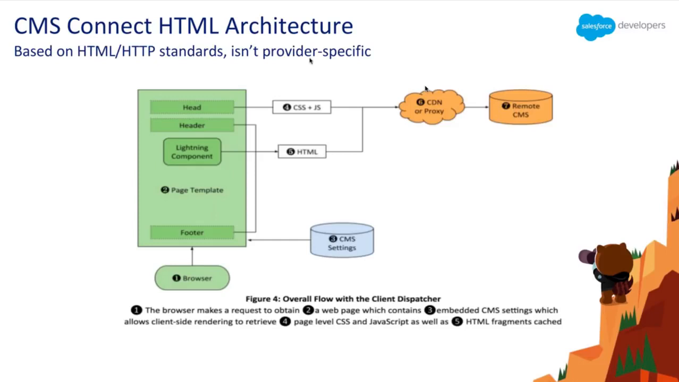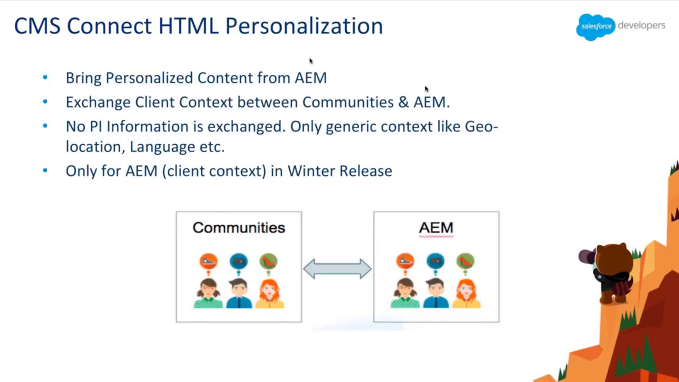We provide a way of injecting external JavaScripts and style sheets associated with the HTML into communities by passing them through Locker Service. Locker Service is a powerful security feature for Lightning components, which helps prevent components from causing XSS and other similar security issues. Through the HTML connector, we also support rendering personalized content from Adobe Experience Manager by exchanging client contexts between communities and AEM.